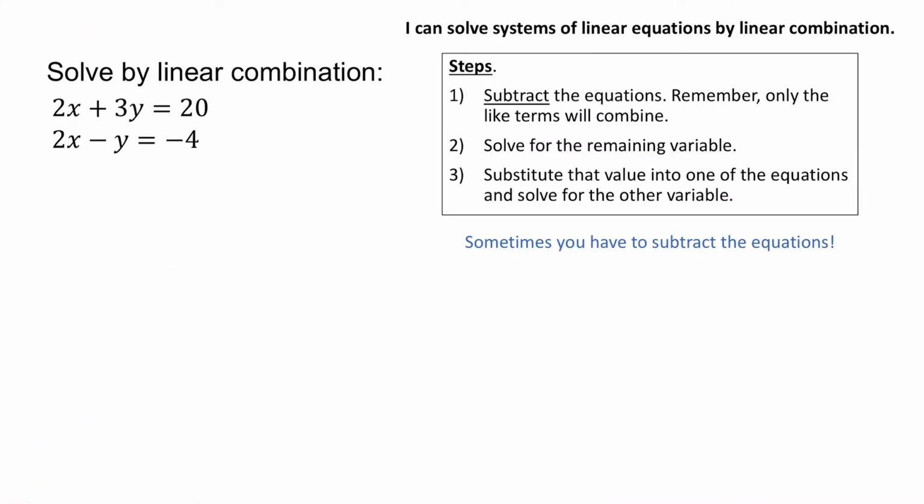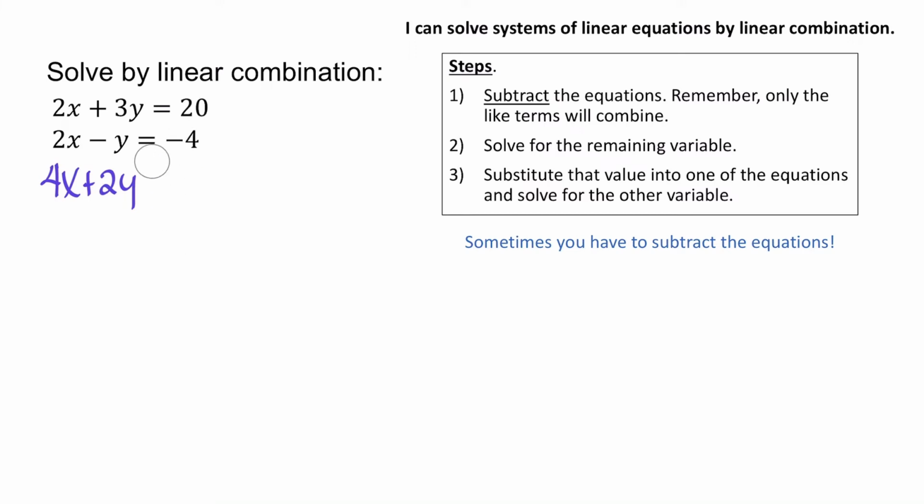So now let's try solving this system by linear combination. Well, notice that I don't have equal and opposite coefficients in this one, right? Because I have 2x in both equations, but they're not opposite. If I go ahead and add these two equations together, I'm going to end up with 4x plus 2y equals 16. And that's not something that I can really solve because it has more than one variable in it.